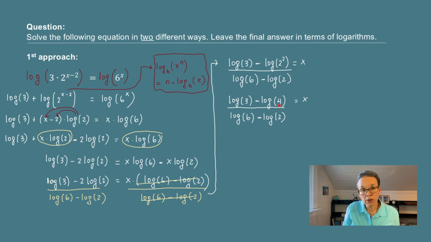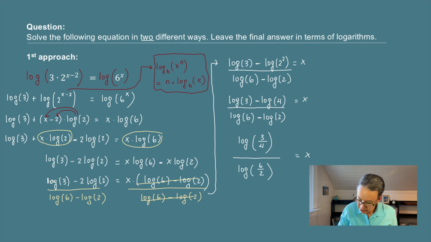See, in the numerator and denominator, I have a difference of logs, and I can condense each of those differences by using the quotient rule for logarithms. I'm going to go ahead and do that. So in the numerator, we're going to have log of 3 over 4. And all this divided by the log of 6 divided by 2. And I can do one more simplification.